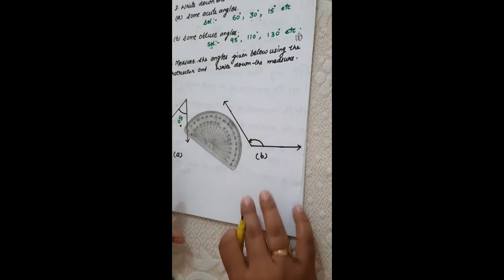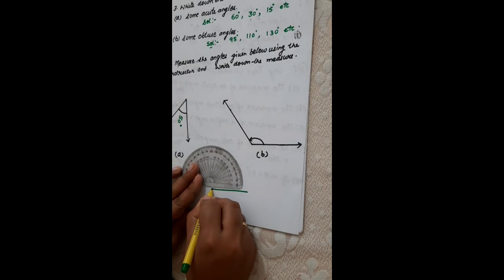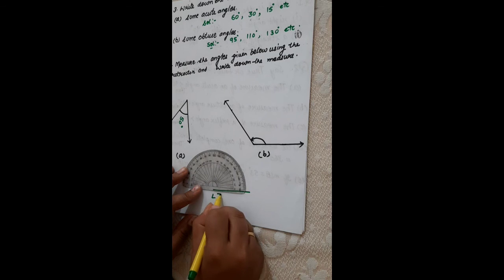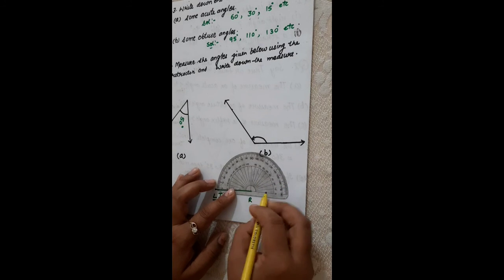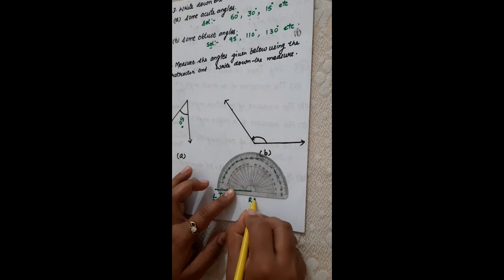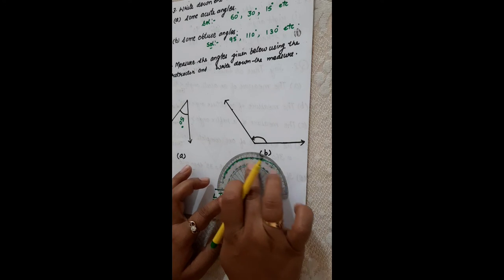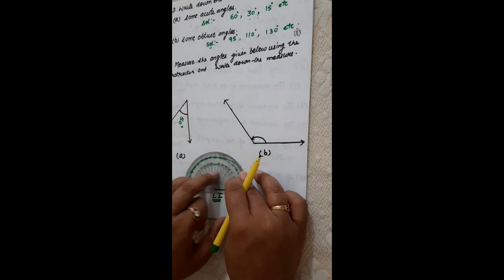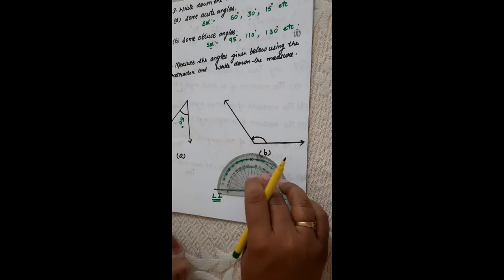Always keep in mind, whenever you have to measure an angle from the left, the left of the line segment, then always read the inner scale, L I. This is the shortcut. And whenever you have to place it at the right, then read the outer scale. This is the inner scale, this is the outer scale. Whenever you have to read from the left, read the inner scale. Whenever you have to measure from the right, read the outer scale.